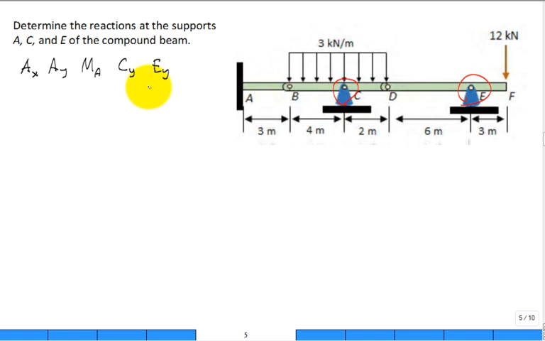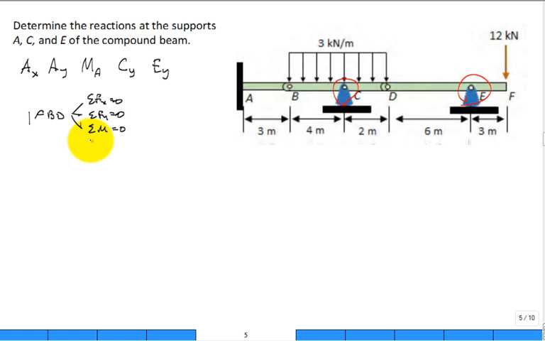With one free body diagram, I can have 3 equations. I'll have sum of the forces in the X equal to 0, sum of the forces in the Y equal to 0, and sum of the moments around a particular point equal to 0. I'll have 3 equations, 5 unknowns. Mathematically, that's not going to work. So how do I get more equations?